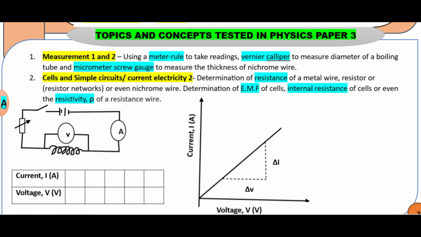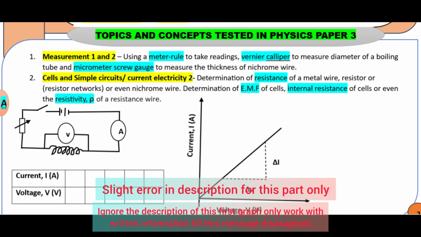Then you plot a graph of voltage against current. You realize that the graph is a straight line passing through the origin, and this indicates that voltage is directly proportional to current. So from the correlation in Ohm's law, the slope of this graph, which is the change in voltage divided by the change in current, represents the resistance. Remember, R is V over I. So the slope of this graph represents the resistance, and that is for Ohm's law.